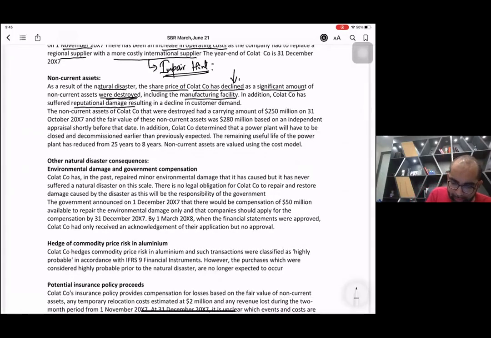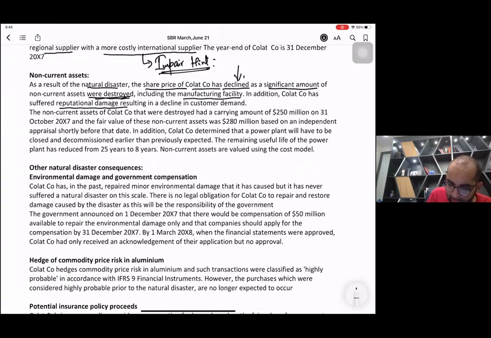Now, the non-current assets of Collard company that were destroyed had a carrying amount of 250 million on 31st October X7, and the fair value of these non-current assets was 280 million based on an independent appraisal shortly before that date. Now the fair value is not relevant.